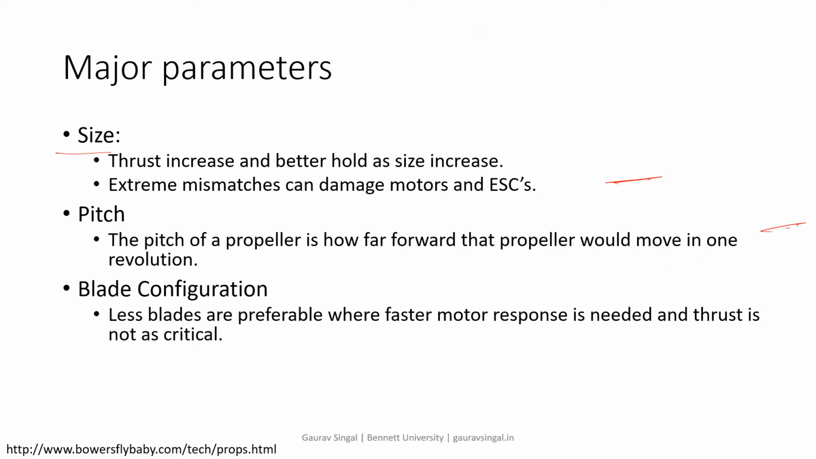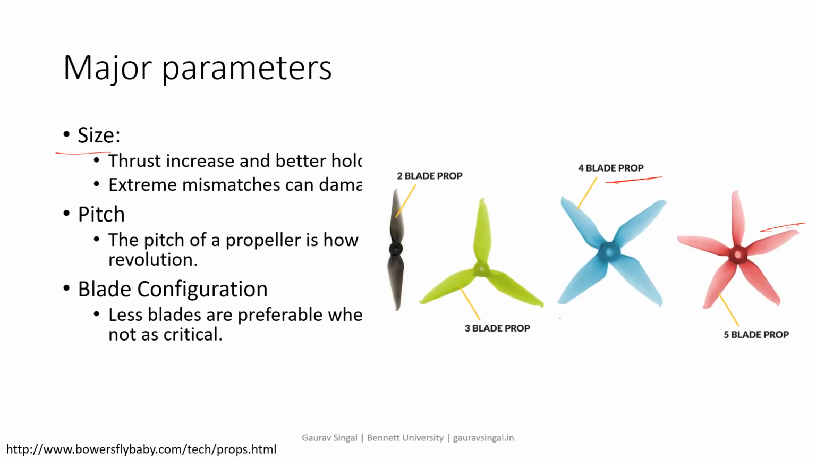The blade configuration is also a parameter. Fewer blades are preferable where fast motor response is needed and thrust is not critical. You have seen in racing drones, they are using three blades. Basically, two blades for faster movement. You can say two-blade props, three-blade props, four-blade props, five-blade props, all are available in the market. So fewer blades are preferable.